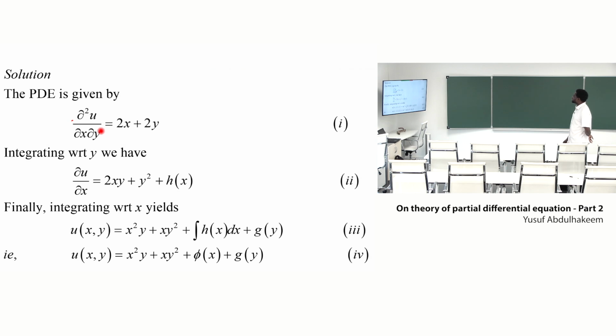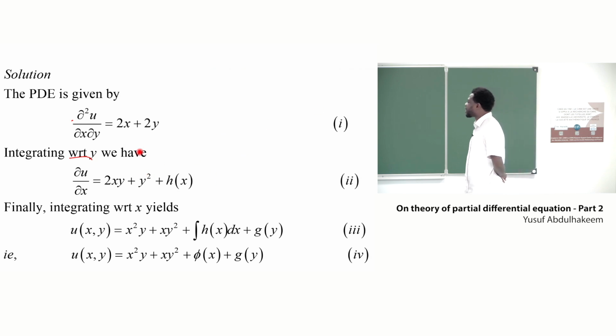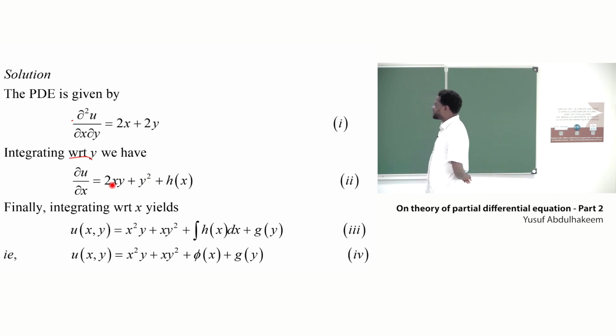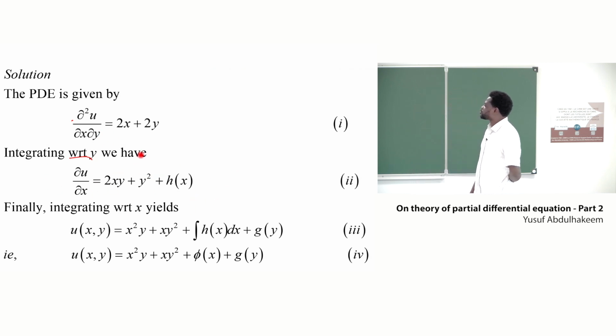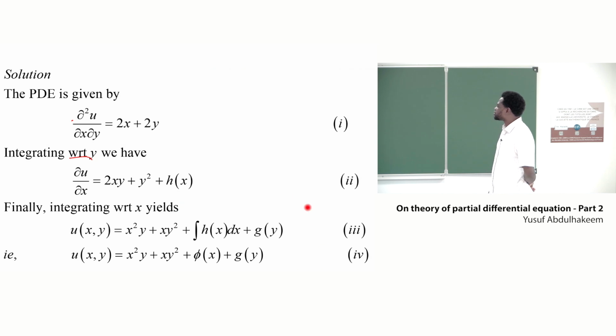For us to obtain the solution to this differential equation, all we need to do is integrate with respect to x. When we integrate with respect to x, we add a function of y. When we integrate with respect to the other one, we add a function of the other variable. So if we integrate with respect to y, we add a function of x, which is h of x. Then again, to obtain u, we integrate this again with respect to x, and then we add a function of y, which is what gives rise to this.